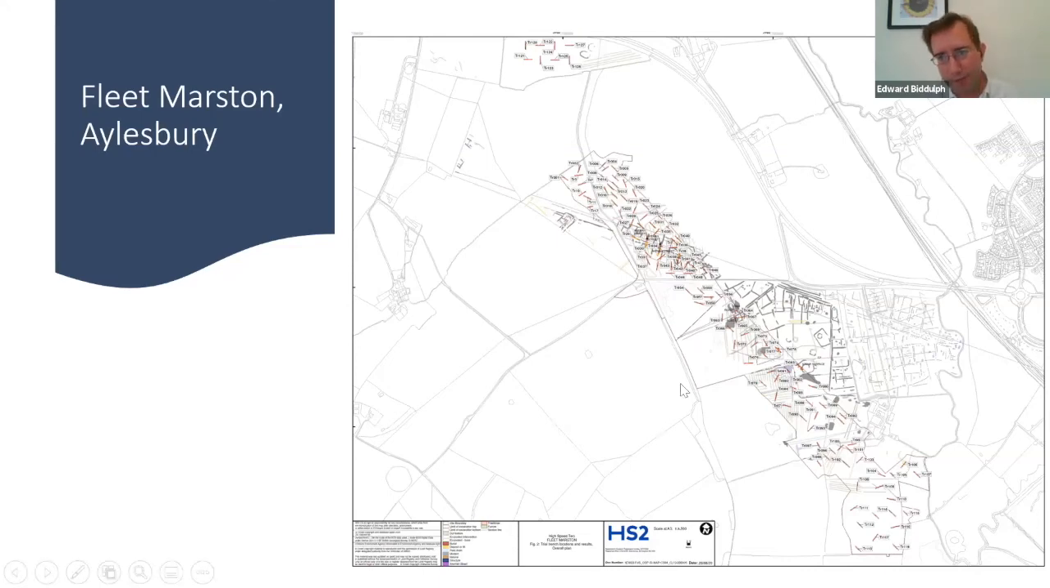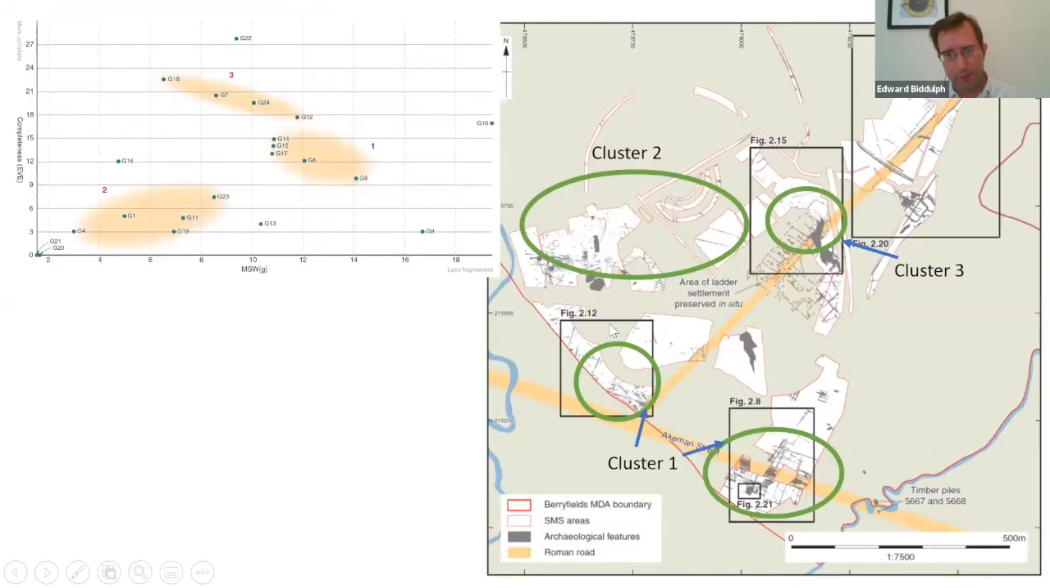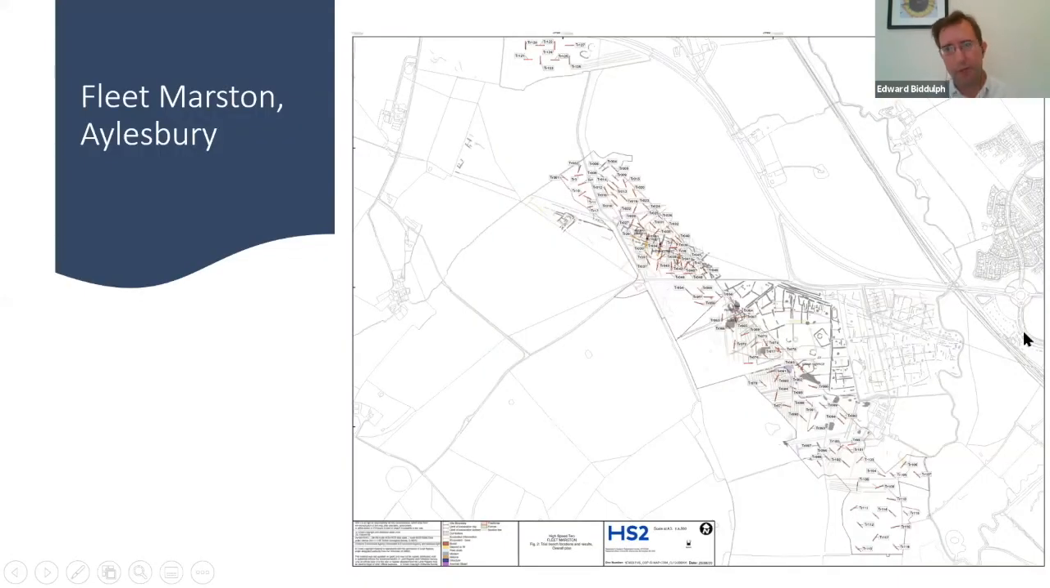And Berryfields is actually here. So this bit here is this bit here. Berryfields is really part of Fleet Marston small town. We're currently out there excavating now, but this is an earlier evaluation that we did, and well over 100 trenches went in. This is the line of Akeman Street, and we've got another road coming along here.